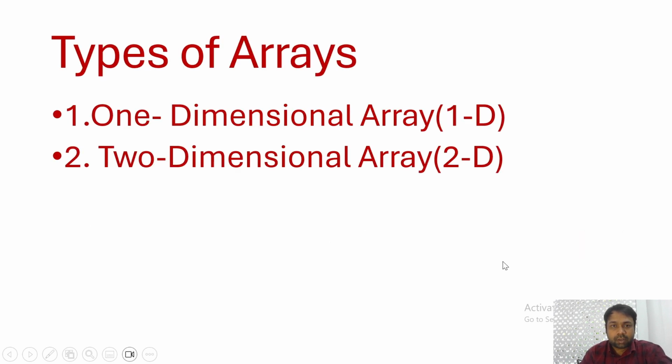As we have already told in the earlier video, there are two types of arrays: one-dimensional array and two-dimensional array. One-dimensional array, I have discussed already in the previous video, and coming to two-dimensional array, now we are discussing. So before going to 2D array, let us have a recap on 1D array.